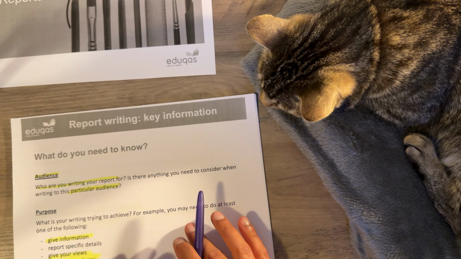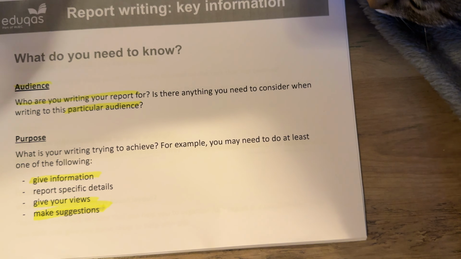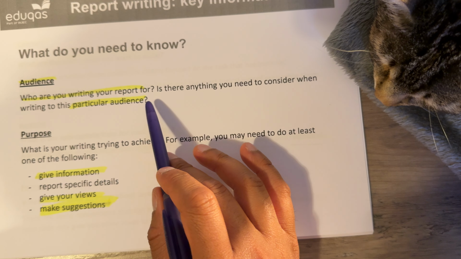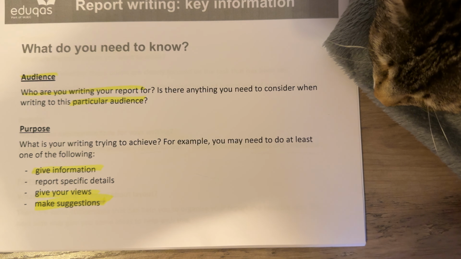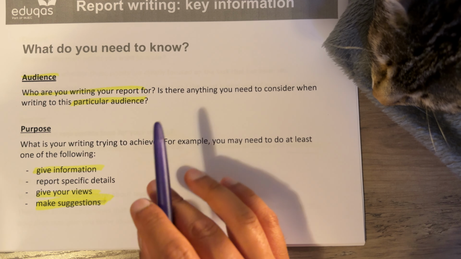The first thing you want to look at is the audience. Who is the report written for? That's a really important question that you need to be asking yourself. Is it for parents? Is it for school leaders? Who is the report actually written for? That's an important thing I want you to think about. Is there anything you need to consider when you're writing to this particular audience?